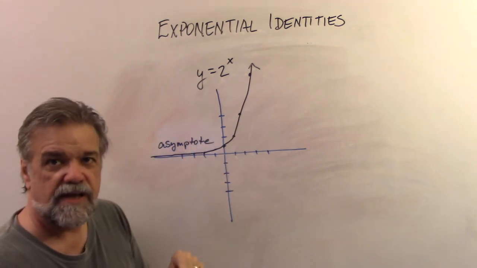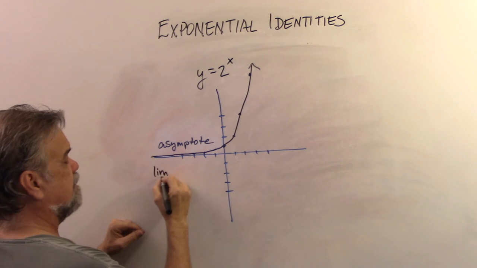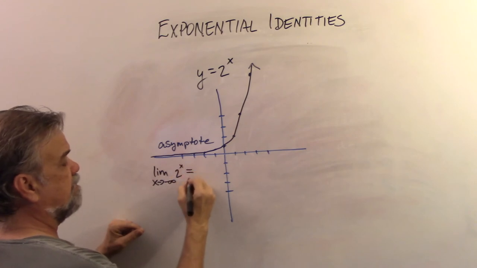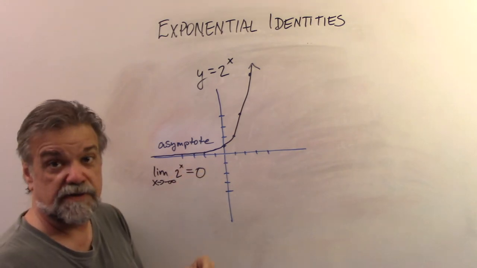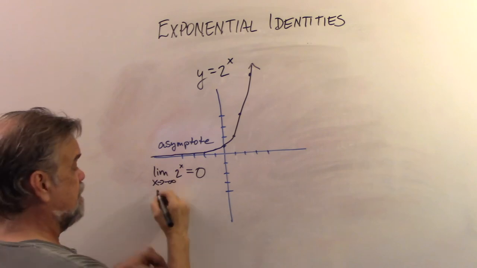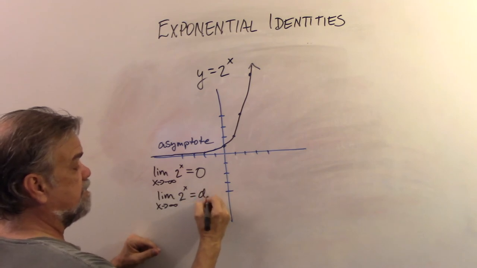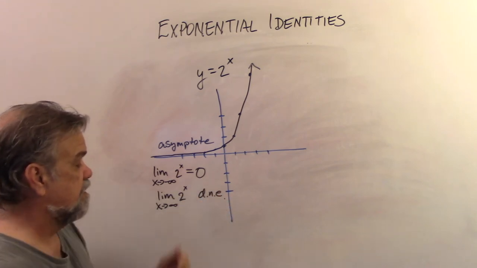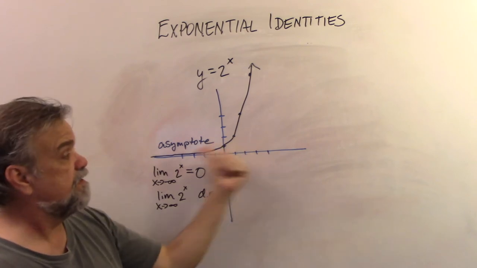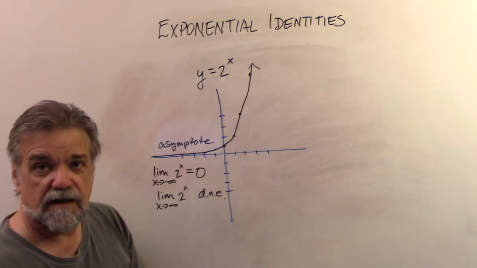Okay? And the other thing that I can see here is, the limit as x goes to negative infinity of 2 to the x power is 0. Okay? That's because of that asymptote. As you go off to the left towards negative infinity, it goes to 0. As you go off to the right, as it goes towards infinity, it does not exist, okay? This limit does not exist. The limit as x goes to infinity, because it just blows up to infinity itself. But this way, it does get closer and closer and closer to a number, and that number is 0. All right, so that's one graph.